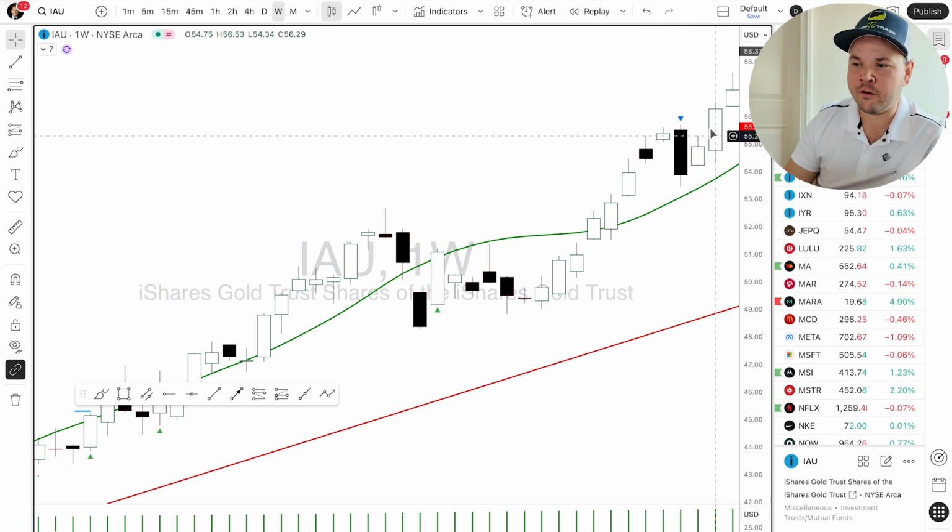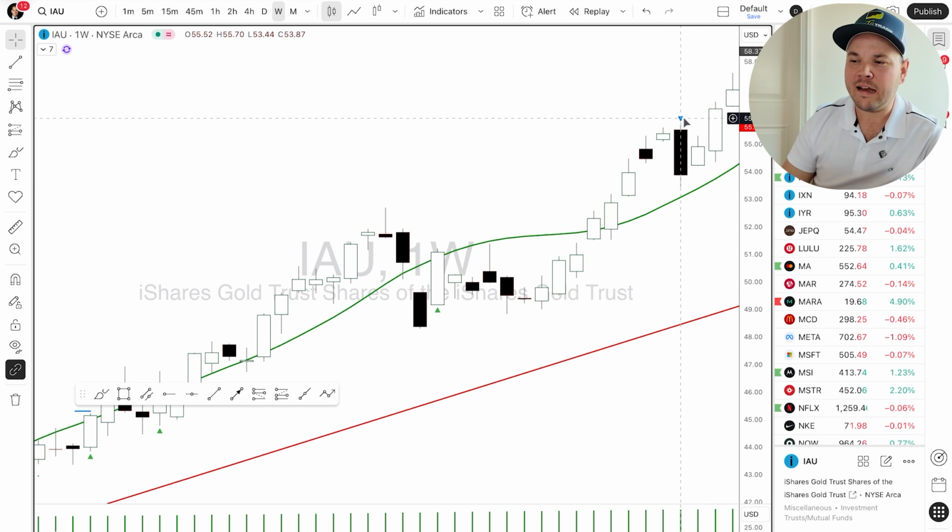This is a different setup that I trade. This is the bonk run reversal. I've covered this in many videos in the past. You can check it out. I'll leave a link over here to a video with this strategy taught. But this is a reversal sign.